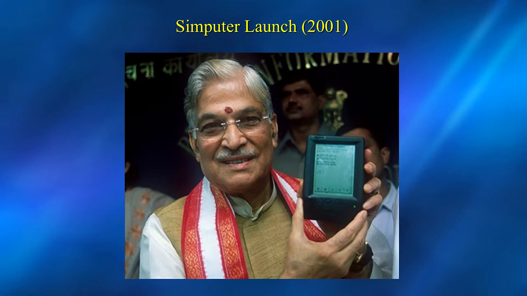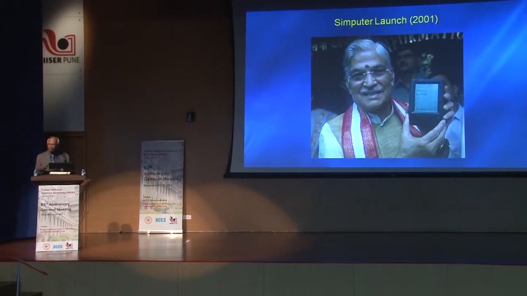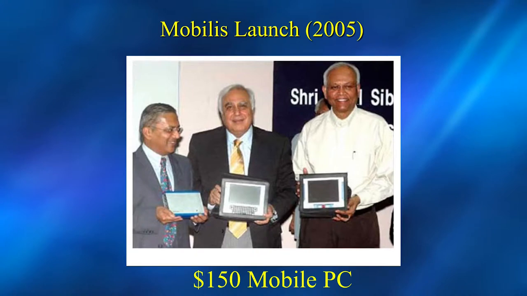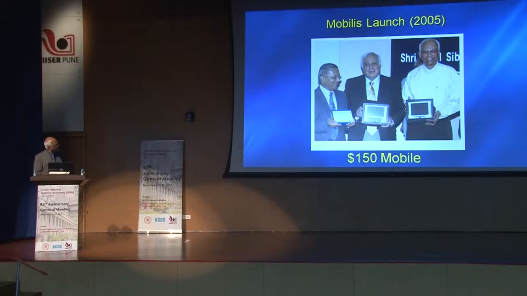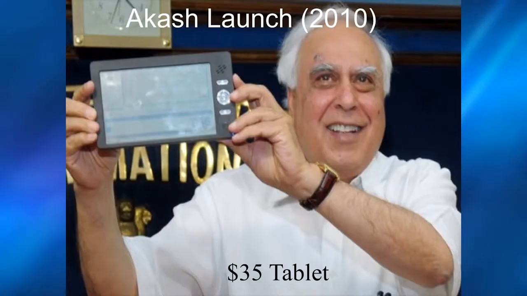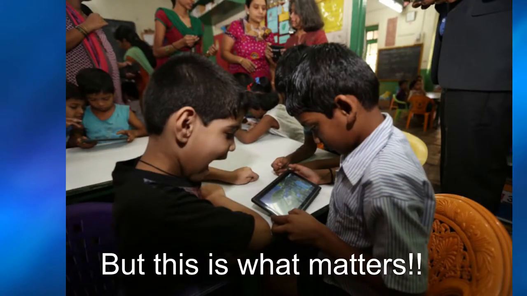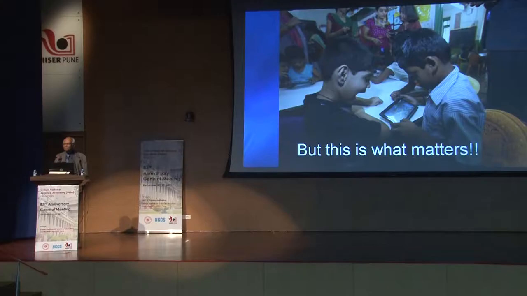We, of course, have seen ministers launching inventions. I wouldn't call them innovation, because innovation is a complete journey, by the way. It's a product in the market. Like Simputer, and I will talk about Simputer a little later. It was something absolutely fantastic. It was launched in 2001. I was associated in launching this Mobilis, as you can see here. And then, of course, the Akash launch. But they're all launches. What we really need is this: it has to be in the hands of individuals, all of you. So this is something that is missing.